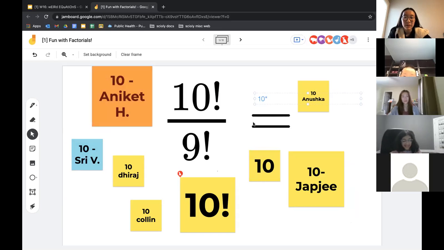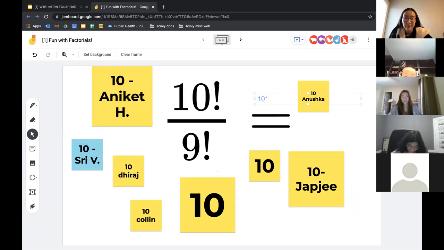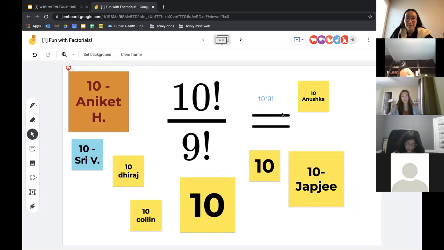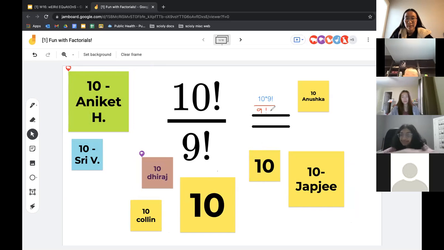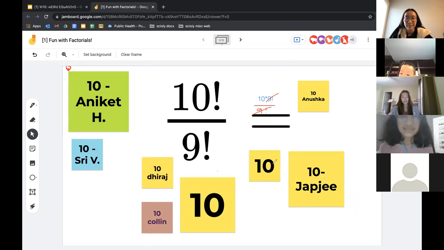So we know that 10 factorial is just 10 times 9 times 8 times 7 all the way down. So that's the same thing as just 10 times 9 factorial. So this problem is basically asking us what is 10 times 9 factorial over 9 factorial. And then you can simply cancel out the 9 factorials and you're left with 10. So 10 is the correct answer.